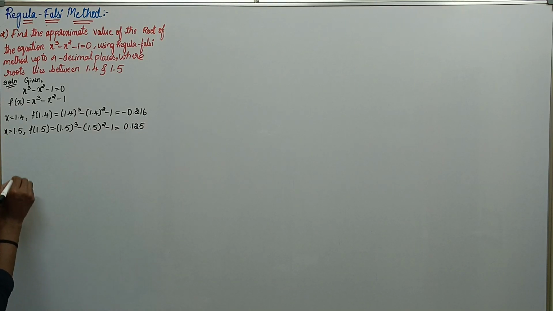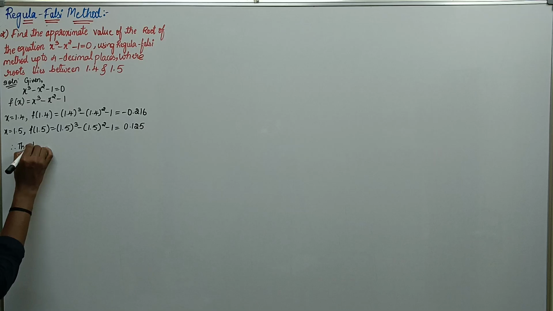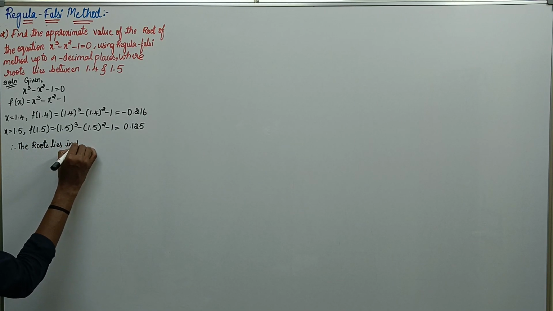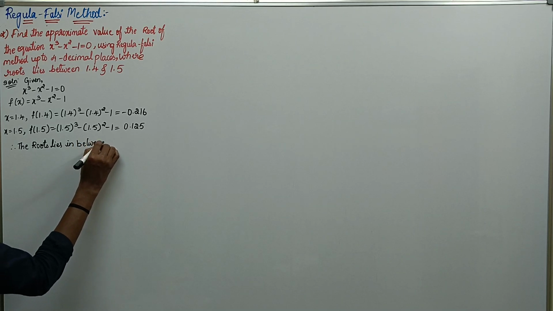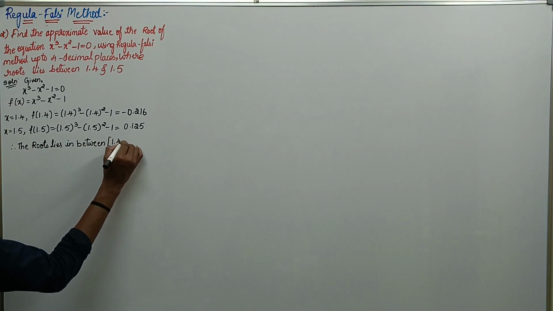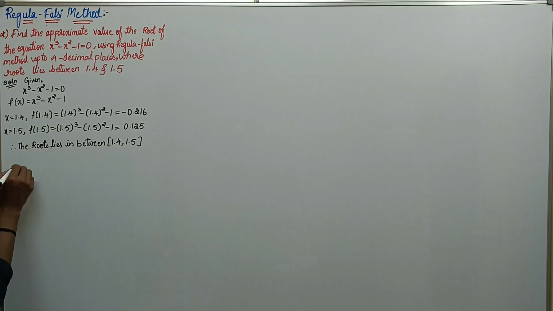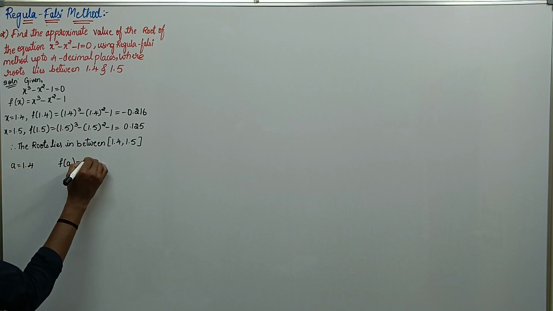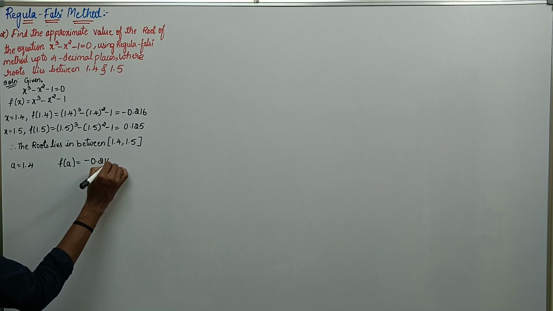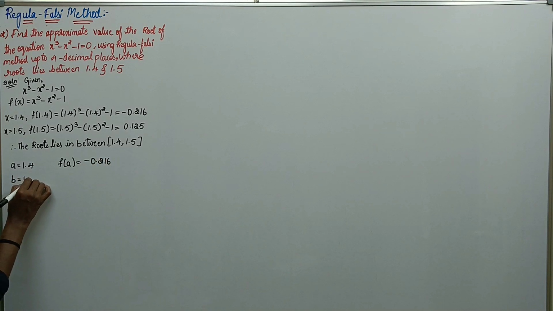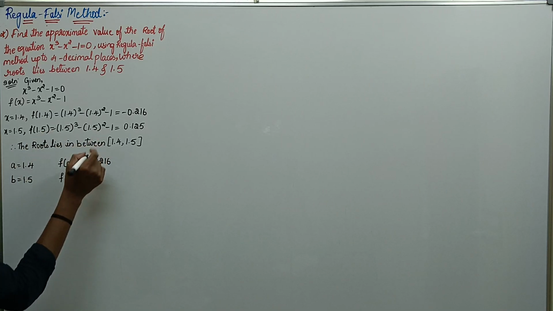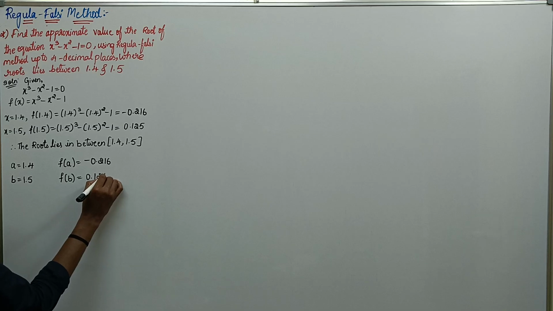Similarly, press calc, give 1.5, and you get 0.125. Done. Now therefore the root lies in between 1.4 and 1.5. Now consider a equal to 1.4, and f of a is minus 0.216, and b equal to 1.5, and f of b, if I substitute 1.5, I get 0.125.